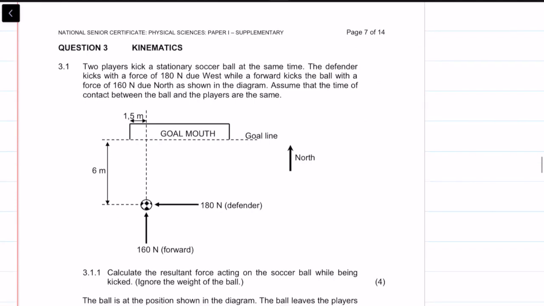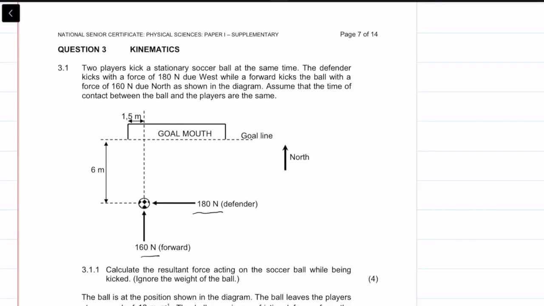Okay, so question 3, kinematics. Two players kick a stationary ball at the same time. The defender kicks with a force of 180 newtons west. That's also been shown, while the ball is also kicked forward at 160 newtons. Assume the time between them is the same. So question 3.1: calculate the resultant force acting on the ball while the ball is being kicked.